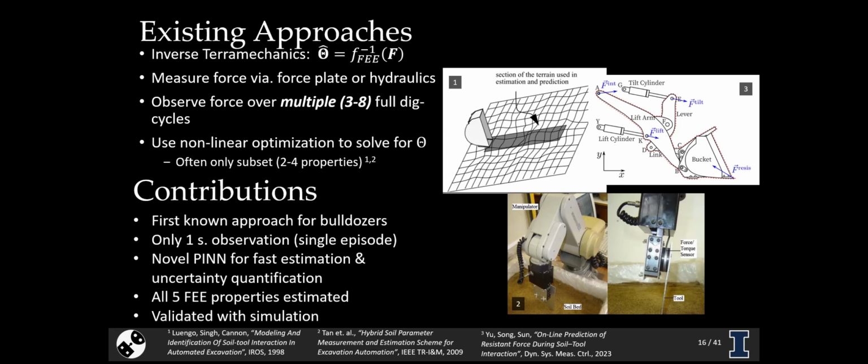Additionally, in order to enable that, we're using this novel physics-infused neural network approach. And we're doing this uncertainty quantification, so we're actually estimating the uncertainty of these estimates along the way. We're estimating all 5 of the FEE properties, and the other interesting aspect is we're validating this with simulation as well.